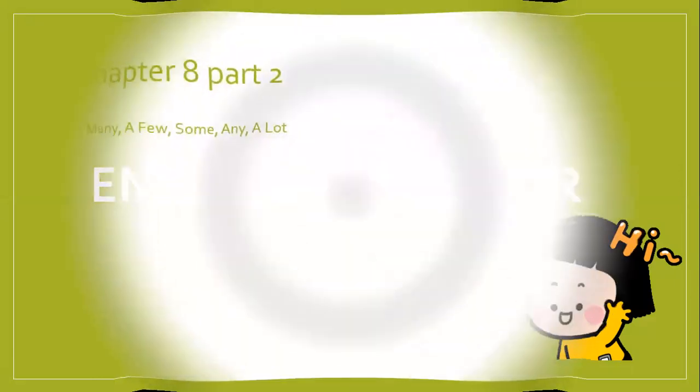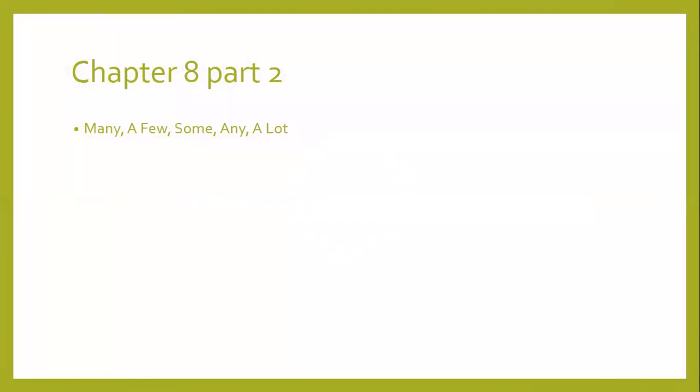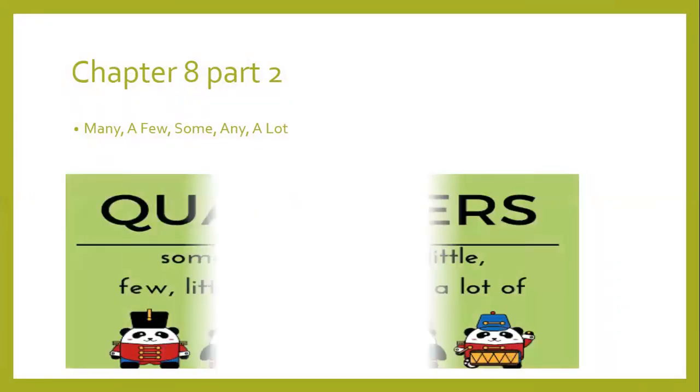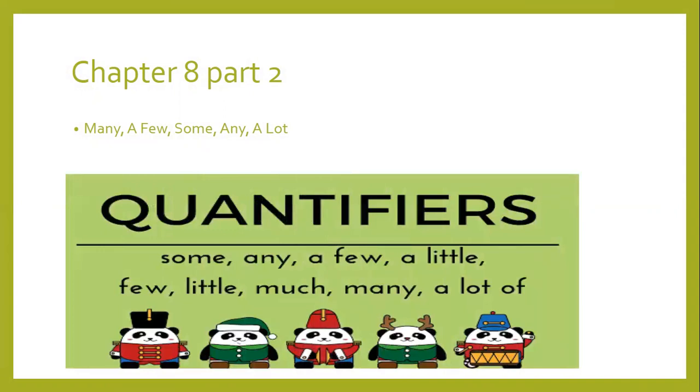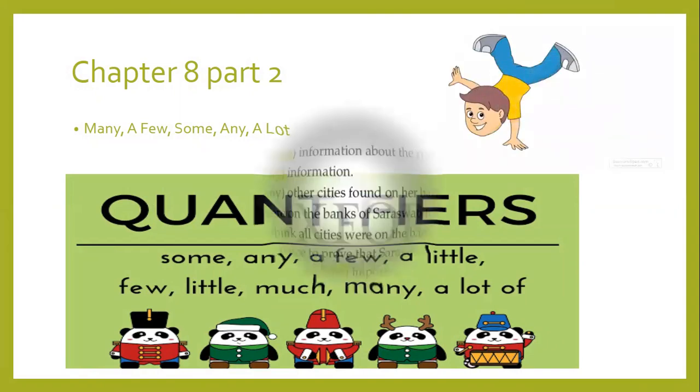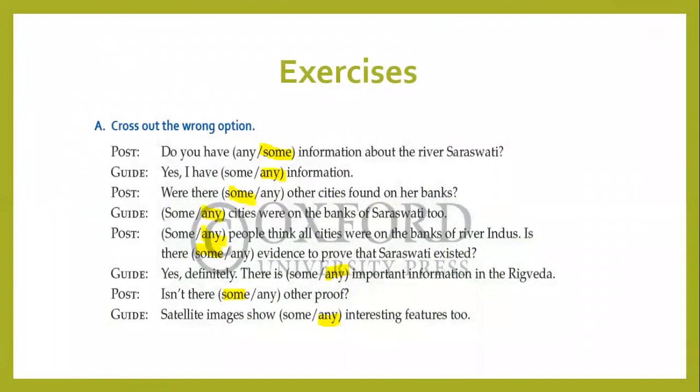So in the last video we studied chapter number 8, when to use the quantifiers, meaning many, few, some, any, a lot. So today we are going to solve the exercises of that chapter. Here in your exercise, first you have to cross out the wrong option. I have crossed out the wrong option with a yellow marker. You will be doing it with a pencil.